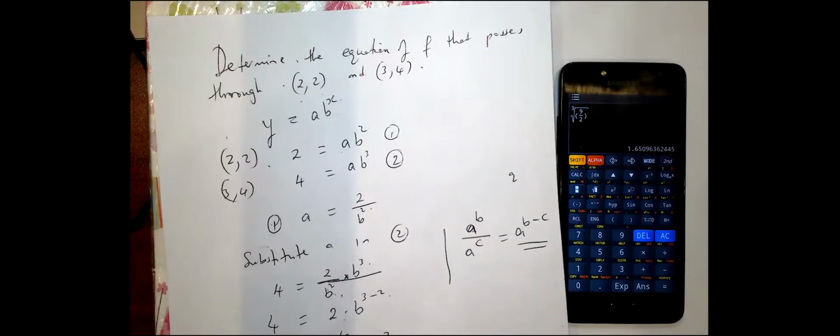Now the equation becomes, substituting your b equal to 2 and your a equal to half, y equals 1 over 2 times 2 to the power x. That becomes your equation. So that's what you must do when you want to determine the equation of an exponential function.